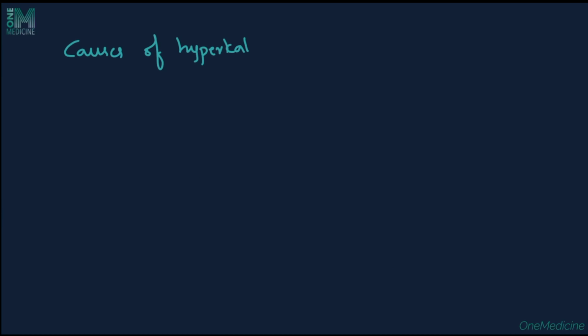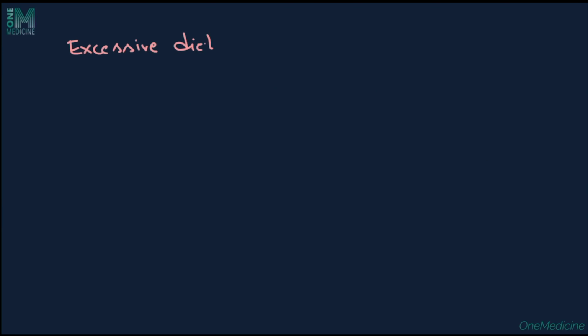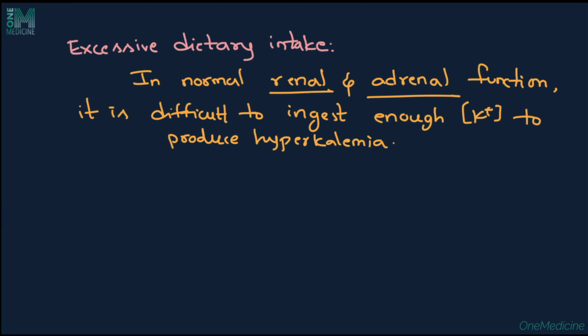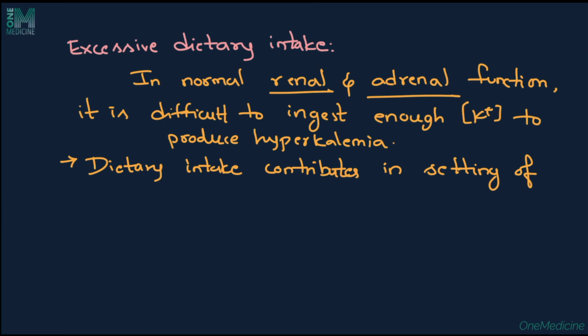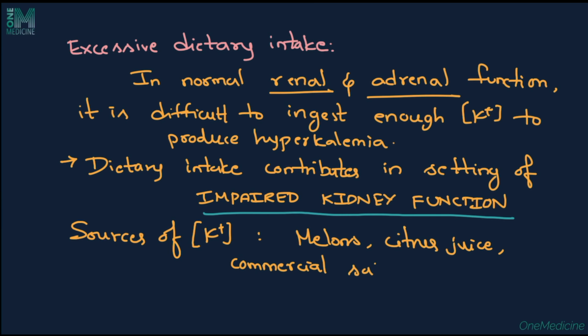Causes for true hyperkalemia include excessive dietary intake, cellular redistribution, and decreased renal excretion of potassium. Excessive dietary intake. In the presence of normal renal and adrenal function, it is difficult to ingest enough potassium in the diet to produce hyperkalemia. Dietary intake of potassium as a contributor to hyperkalemia is usually observed in the setting of impaired kidney function. Sources high in potassium include watermelons, citrus juice, commercial salt substitutes containing potassium.